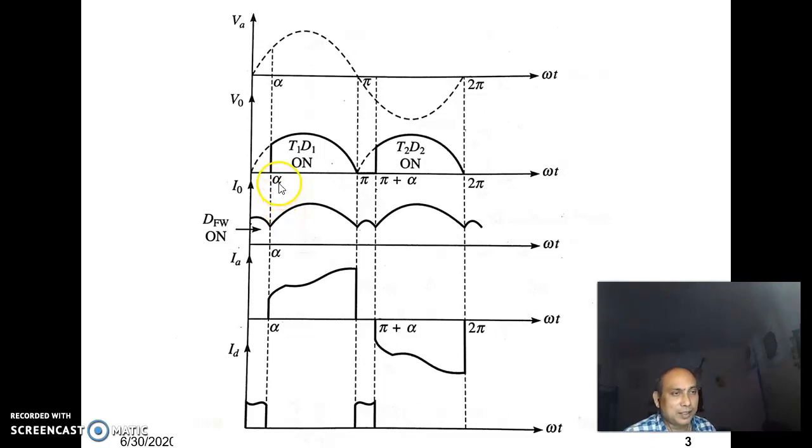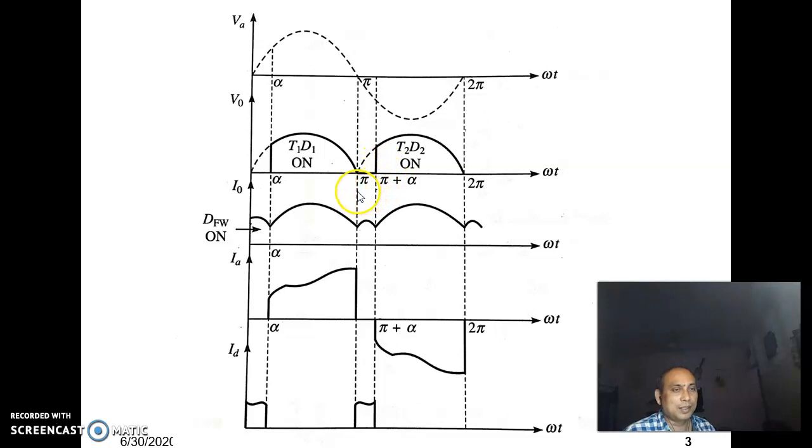During the period alpha to pi, the devices T1 and D1 are on. So here you will get the output voltage, which will be the same as your input voltage. From pi to pi plus alpha, this is the period of freewheeling, so the output voltage will be equal to 0.